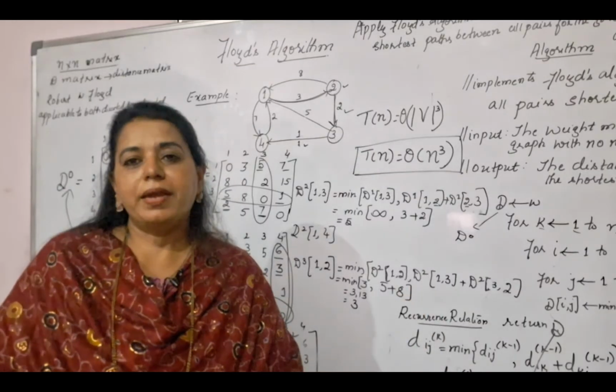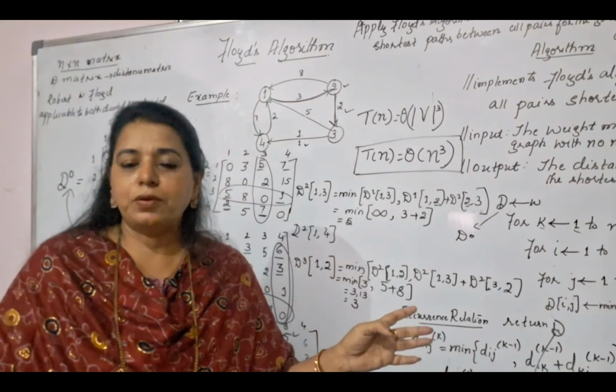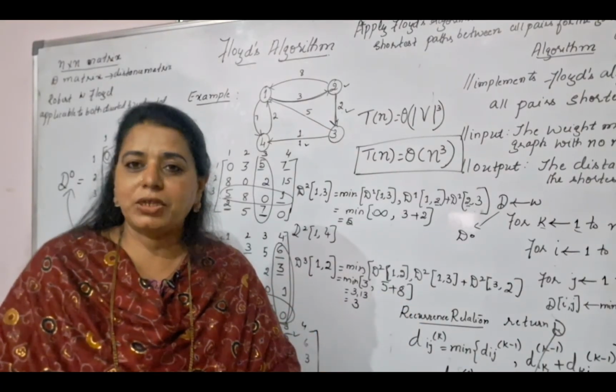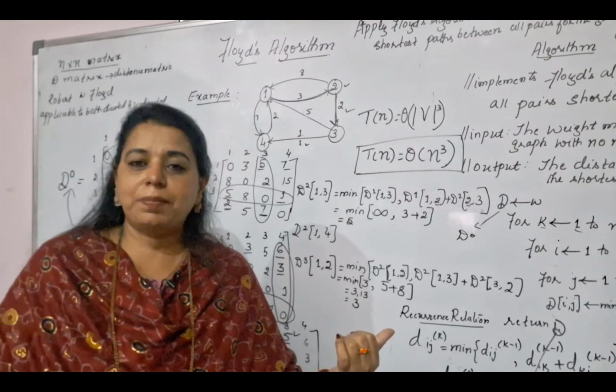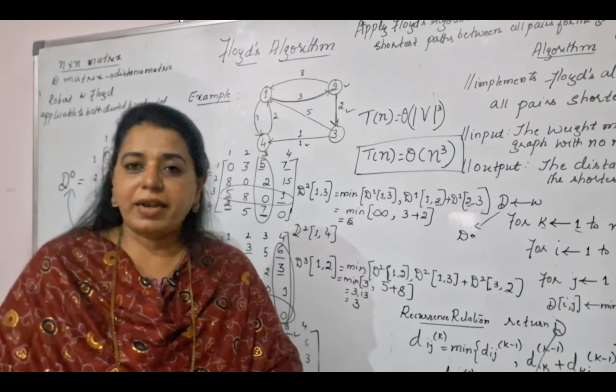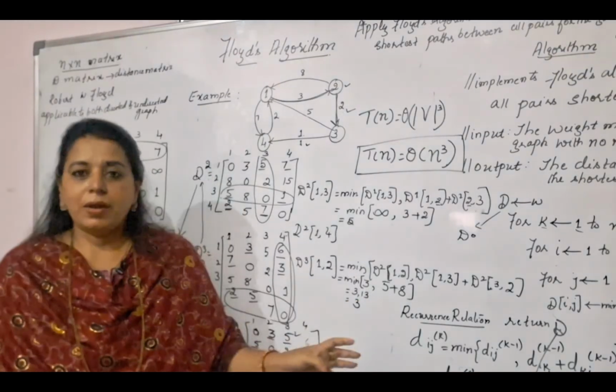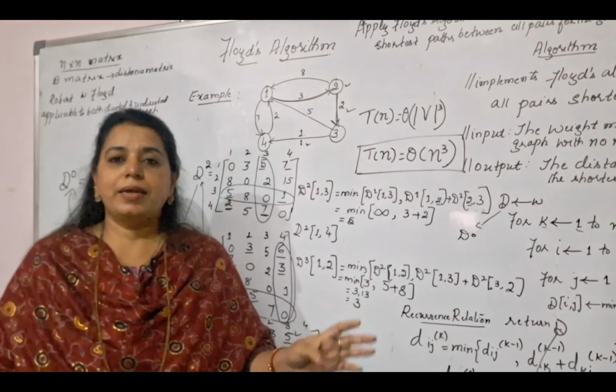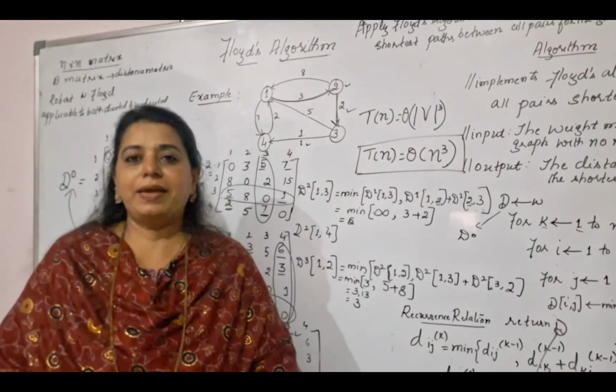So what are its applications? Determining the reachability of nodes in a network is one of the major applications, and also finding the shortest path between every pair of vertices in a given directed graph. This is all about Floyd's algorithm: pseudocode, example, time complexity and applications.